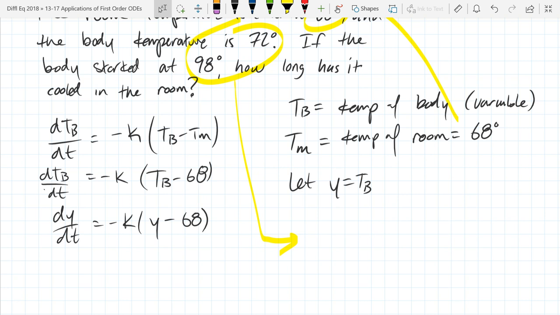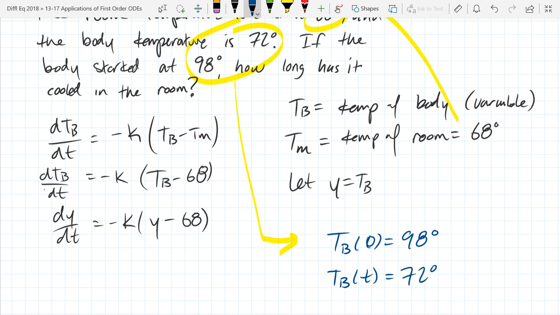How does 98 relate to, well, first of all, is it Tb or Tm? It's Tb, but Tb is not always 98, so I can't just write Tb equals 98 forever. So this will be Tb of 0 is 98 degrees. So at 0 time, we had 98 degrees in the body. What about 72? That's our final. But do we know what time that occurs? I mean, it occurs when we walk in the room and see this, so we don't know t, basically, but we know it's 72 right there.